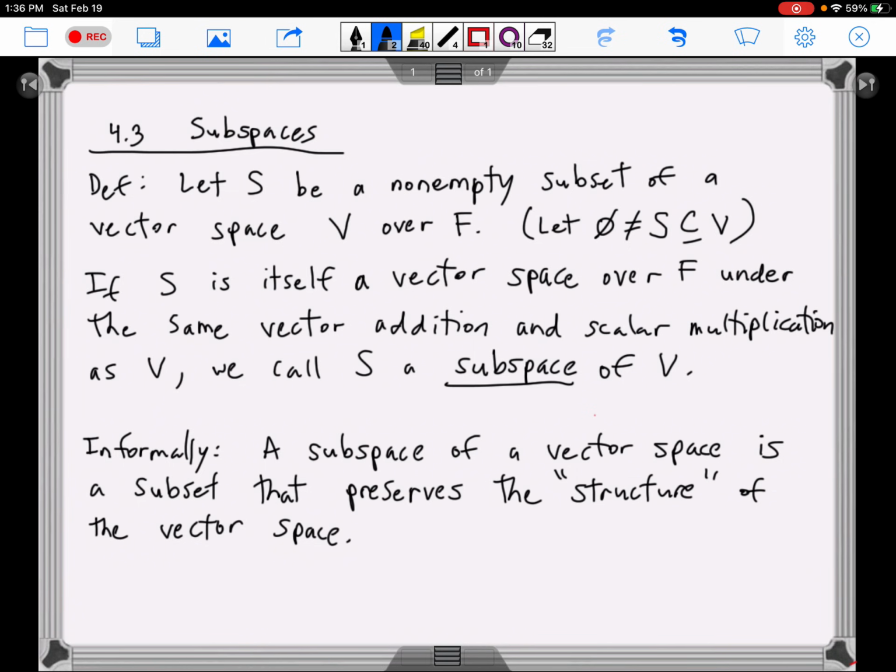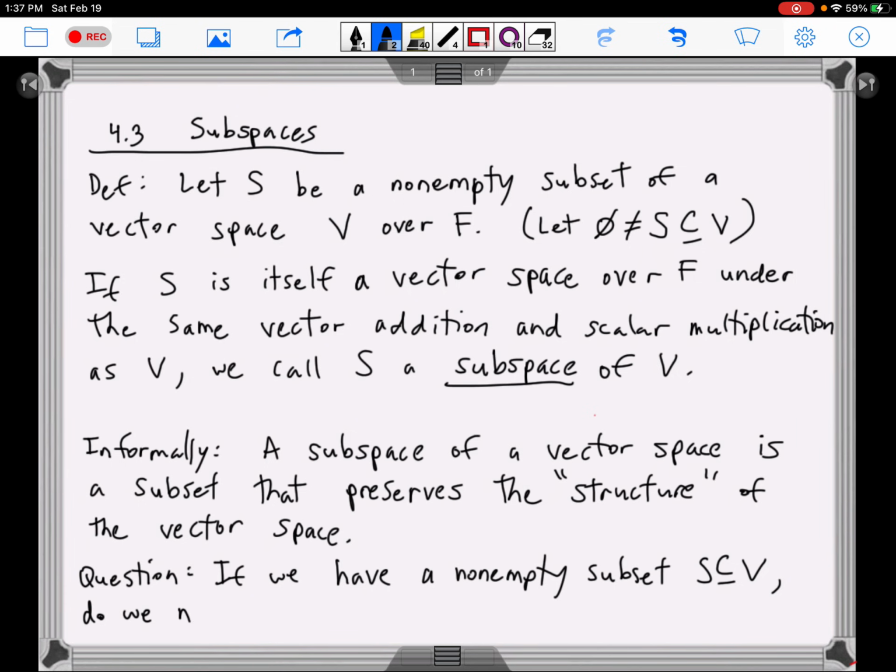So out of this comes a question. If we have a non-empty subset S of V, do we need to check all axioms of S to show it is a subspace? Well, lucky for us, the answer is no. And that's given to us by the next theorem.